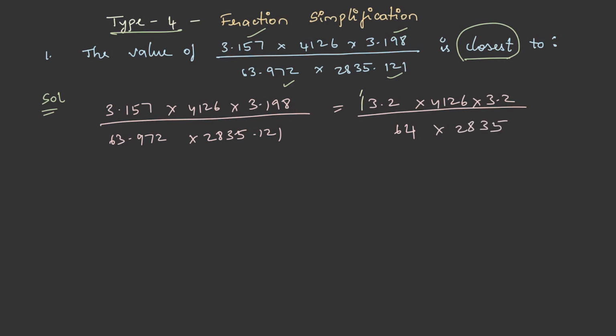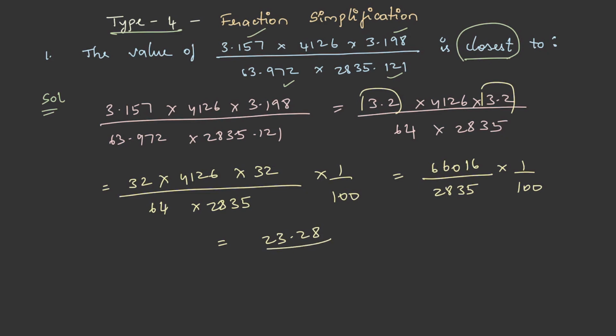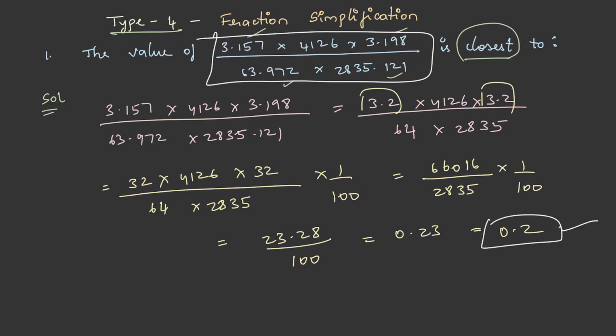On converting these decimals into fractions, we get 32 into 4126 into 32 by 64 into 2835 into 1 by 100, isn't it? This on further simplification you get 66016 by 2835 into 1 by 100, and then we get 23.28 by 100, and this is equal to 0.23, which is closest to 0.2. So the value of this is equal to 0.2.